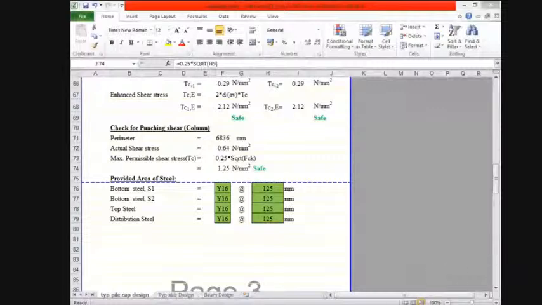A query on pile spacing: whether 2D or 3D is specific, and is there any necessity to provide 2D and 3D spacing? No, this is based on whether it is an end bearing pile or a friction pile. The code itself suggests 2.5D for an end bearing pile and 3D for a friction pile. The reason is that otherwise there may be a chance of pressure bulbs. One pile will have its pressure bulb, then another pile will have one. If you give closer spacing, the bulbs may overlap. To avoid that, the code suggests 2.5D for an end bearing pile and 3D for a friction pile.